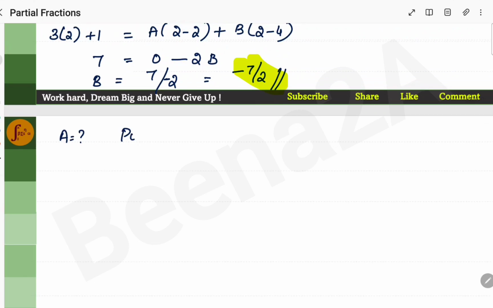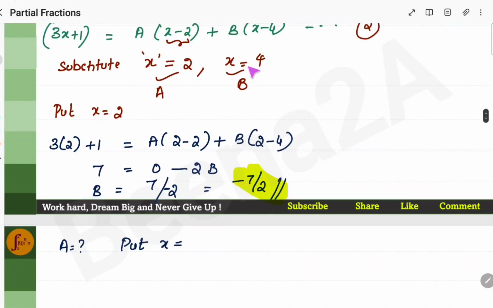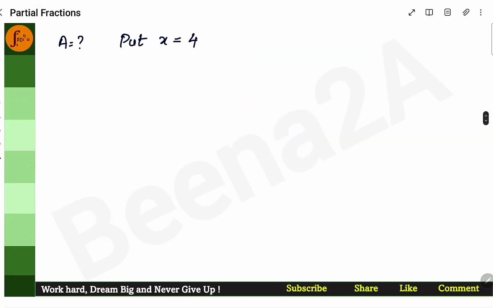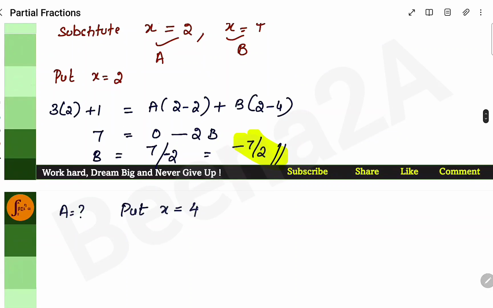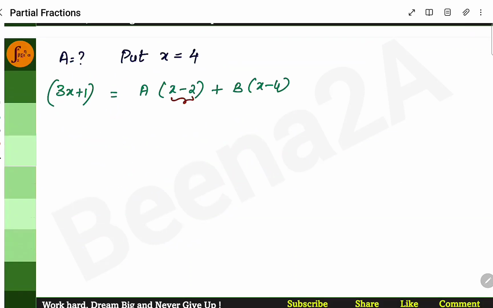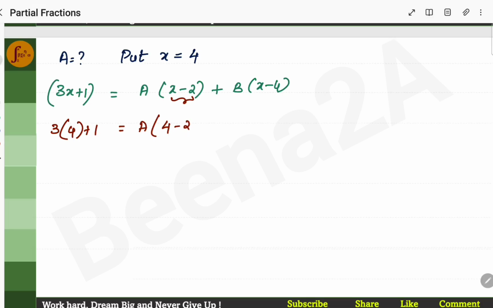So for that we'll put x is equal to 4. So let's take that equation, copy paste this equation, and instead of x I'll put 4: 3 into 4 plus 1 is equal to a into 4 minus 2 plus b into 4 minus 4. So this will become 0. This will become 4 minus 2 is 2, 2 into a. This will be 3 4s are 12, 12 plus 1 is 13.